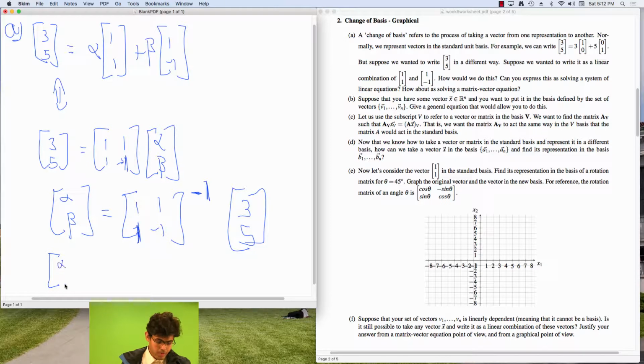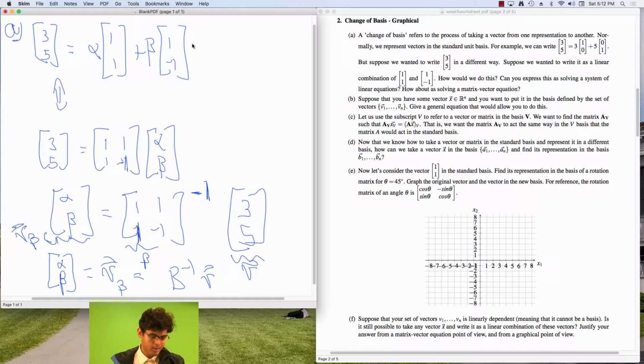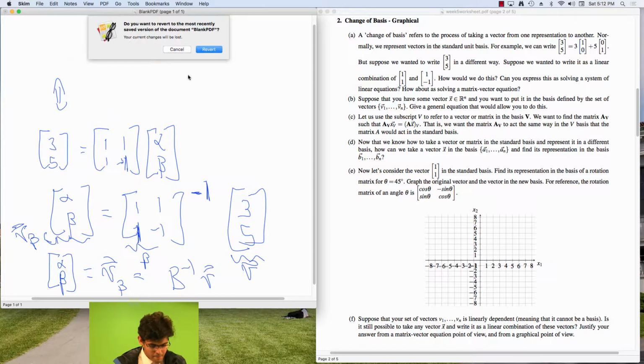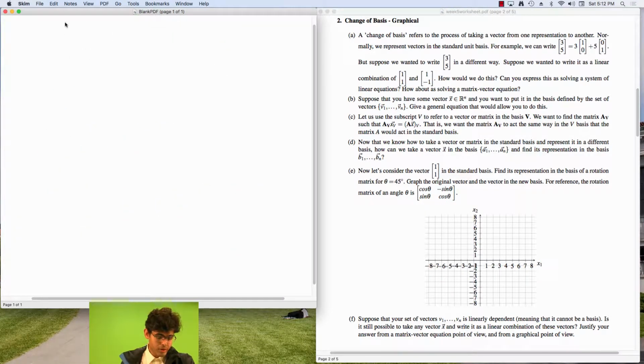And so in general, given any vector v, so if this (3, 5) was any vector v, and we wanted to find what that vector v is in a basis beta, given by matrix B, we can say that this (alpha, beta), also known as v_beta, is equal to B inverse times v. Basically what I'm trying to say is that v described by a basis B can be written as B inverse times v. And that's it for part A.